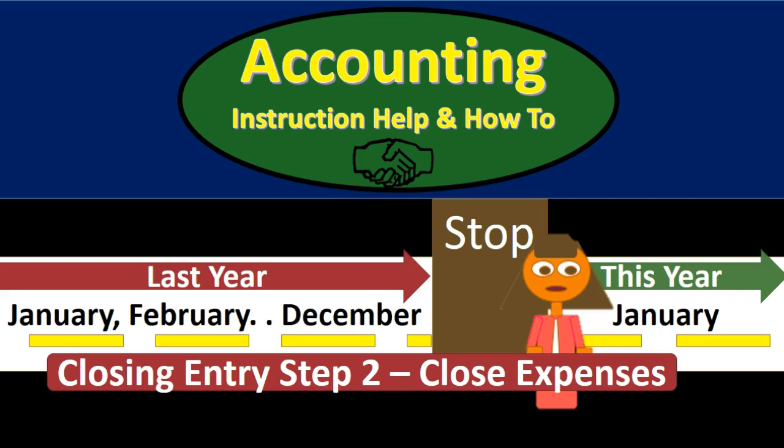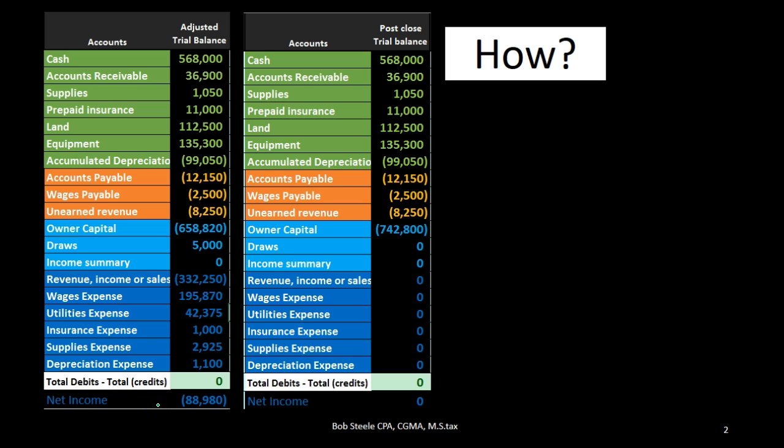Hello, in this lecture we're going to talk about the closing process, step 2 of the 4-step process being closing the expense accounts to the income summary. Remember that the goal of the closing process is to close out the temporary accounts. That would include the draws as well as all the income statement accounts, including revenue and expenses, to the capital account. So we want our adjusted trial balance, the thing we use to make our financial statements, to look like the post-closing trial balance with all these zeros from the capital account down.